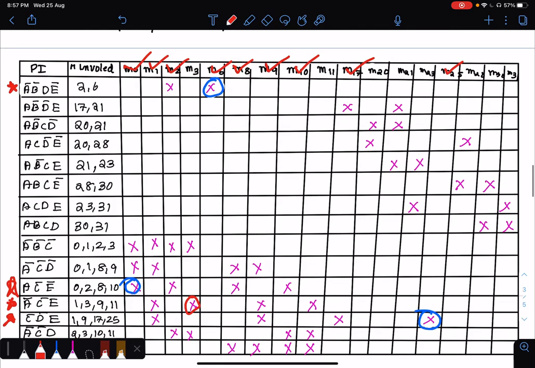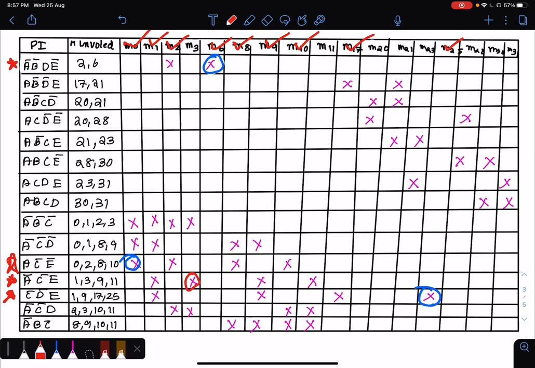In that case, 1 is already covered. The next step after selecting the essential prime implicant is to tick it. 3 is covered, 9 is covered, 11 is also covered. So I am repeating once more: in this M3 case, you can select either of these, no problem. If you select this also, both are correct.